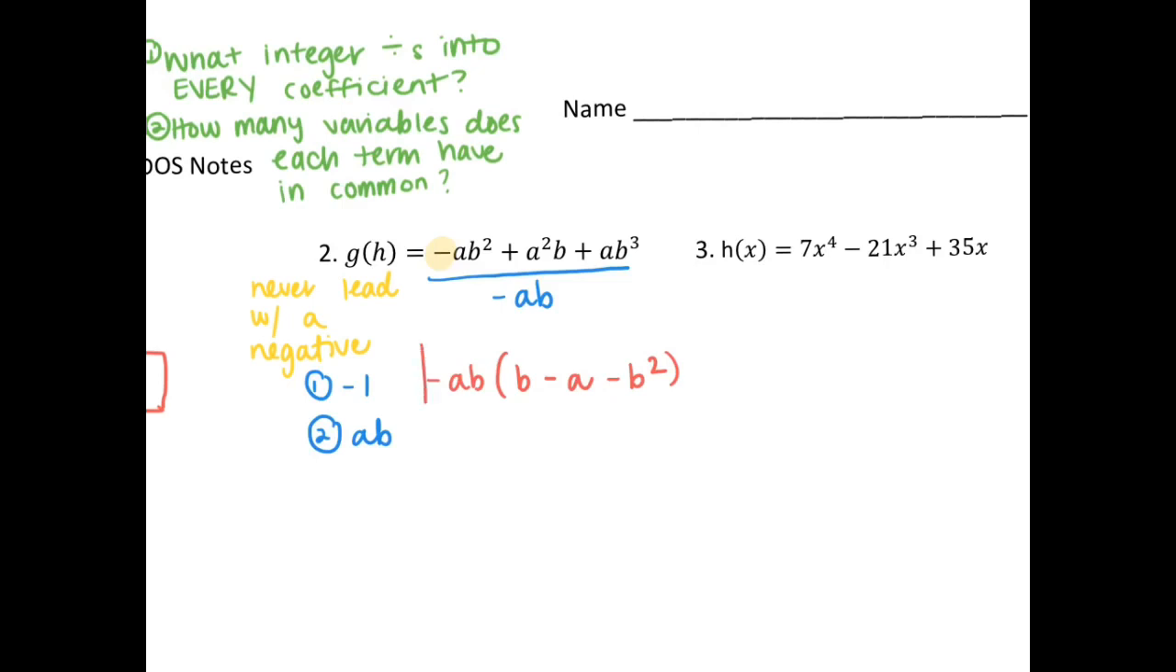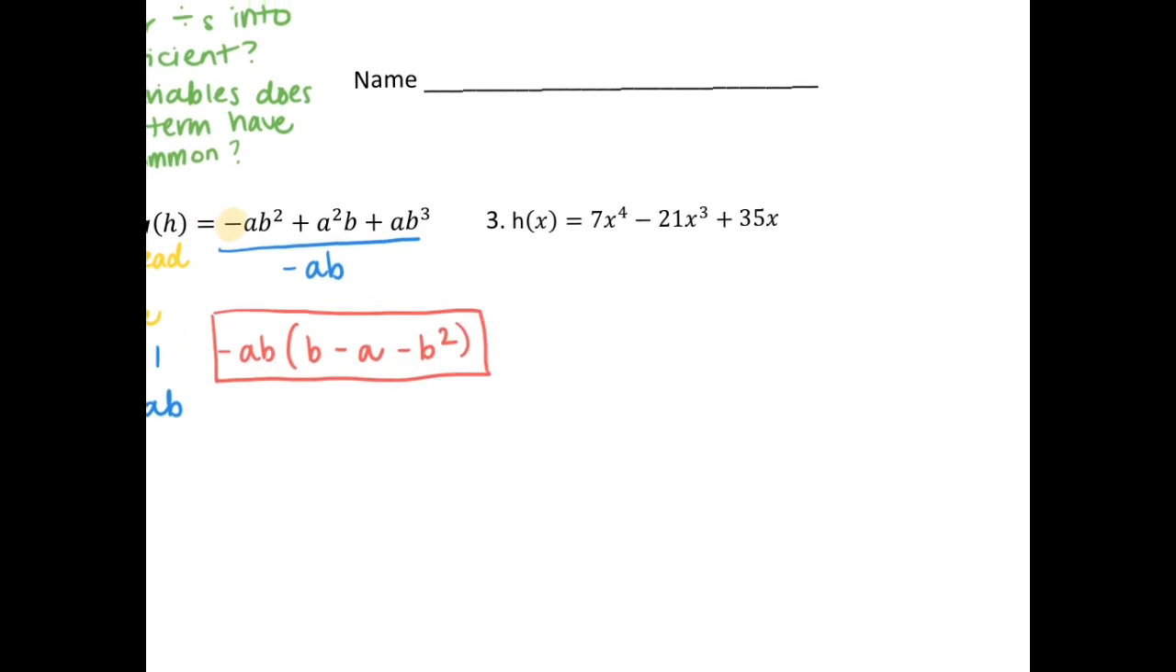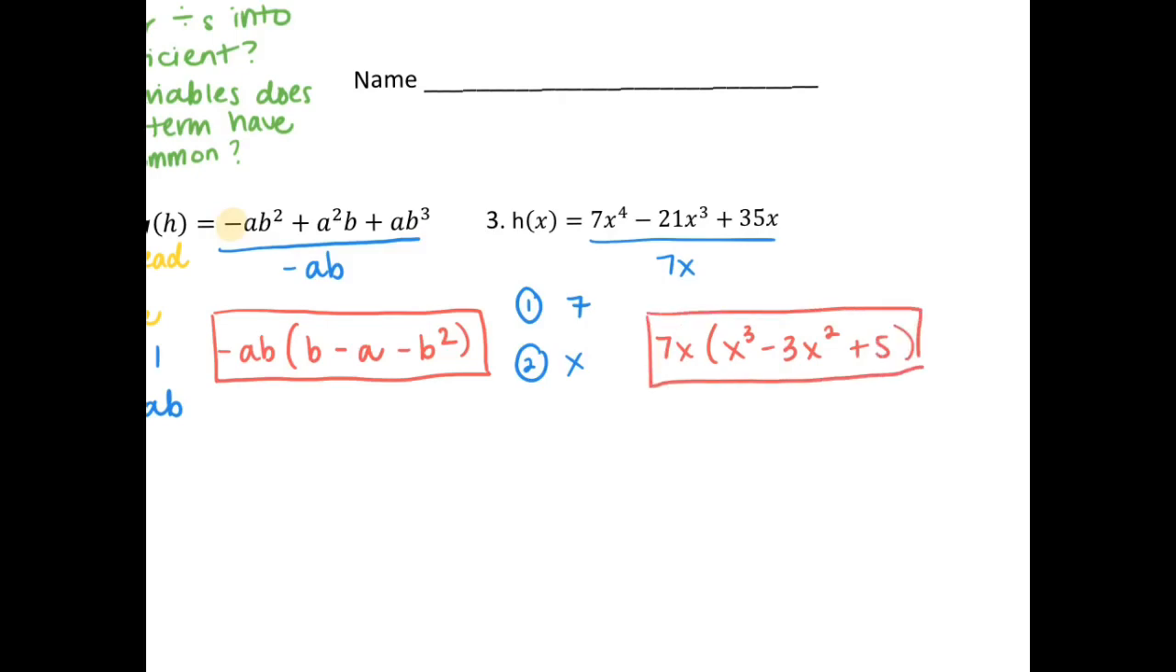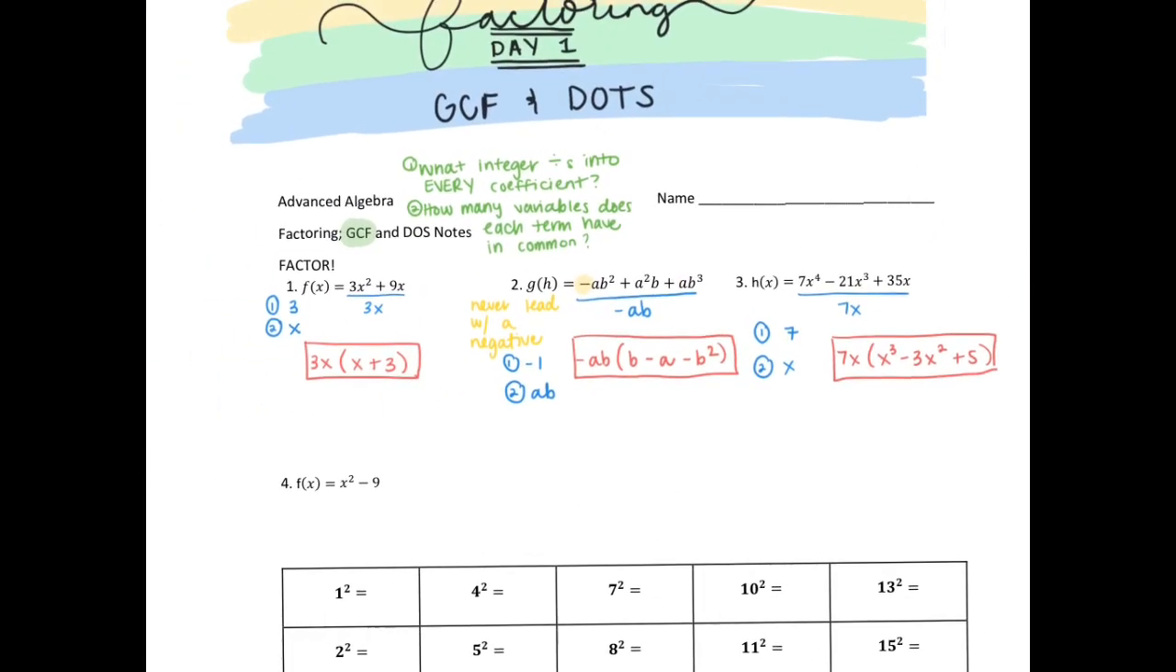This is a really good time to pause the video and try number 3 on your own, then press play to see how you do. All right, so number 3, question 1. What divides into everything? 7. How many x's do they have in common? 1. So divide everything by 7x. So you're left with x cubed minus 3x squared plus 5. That is the greatest common factor.